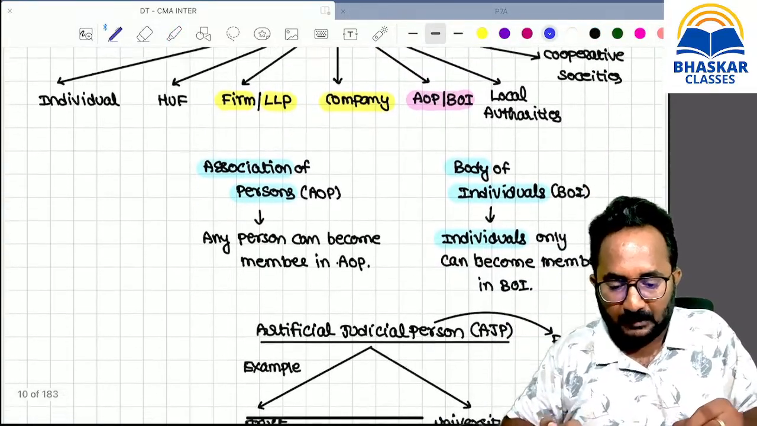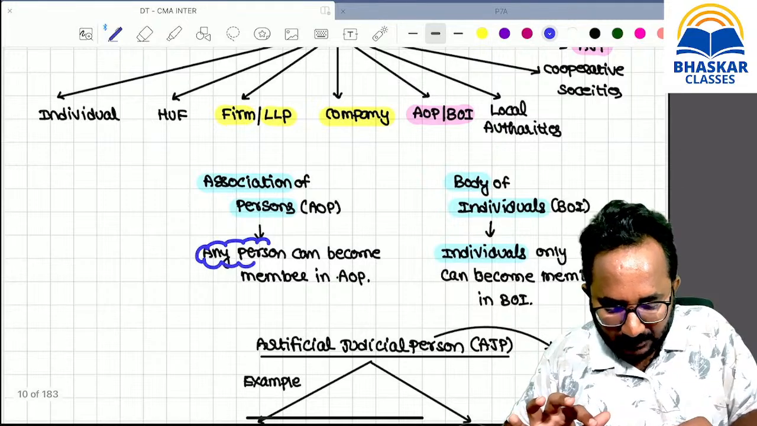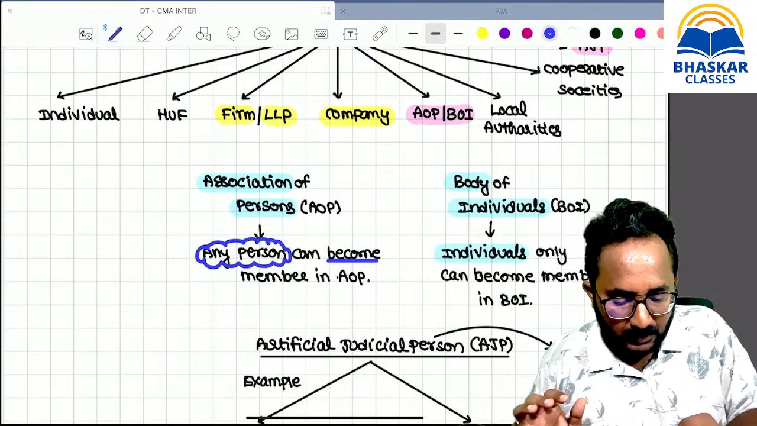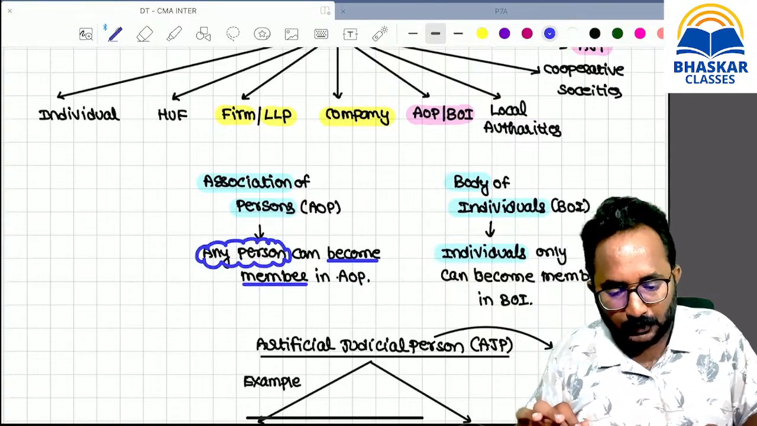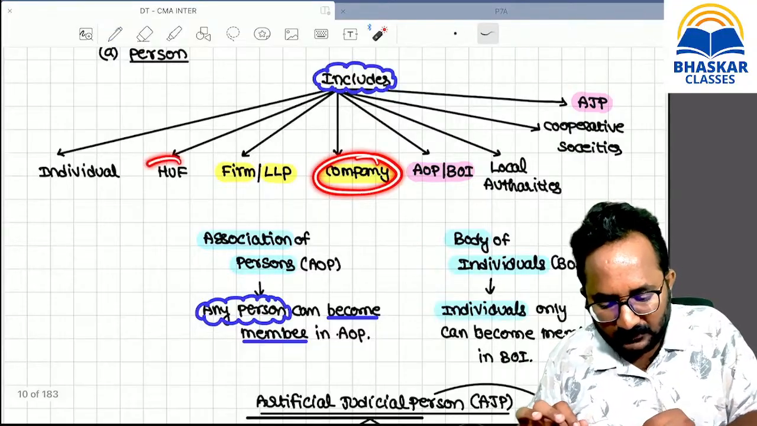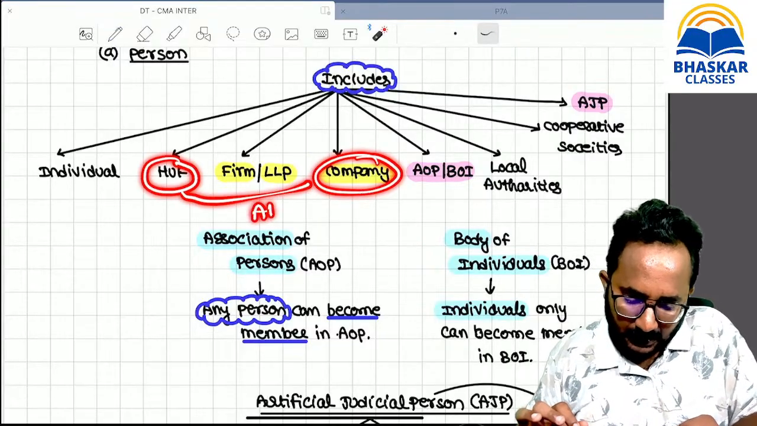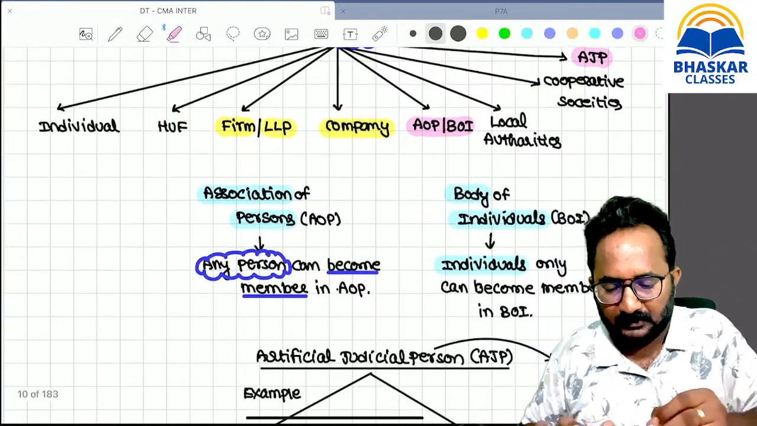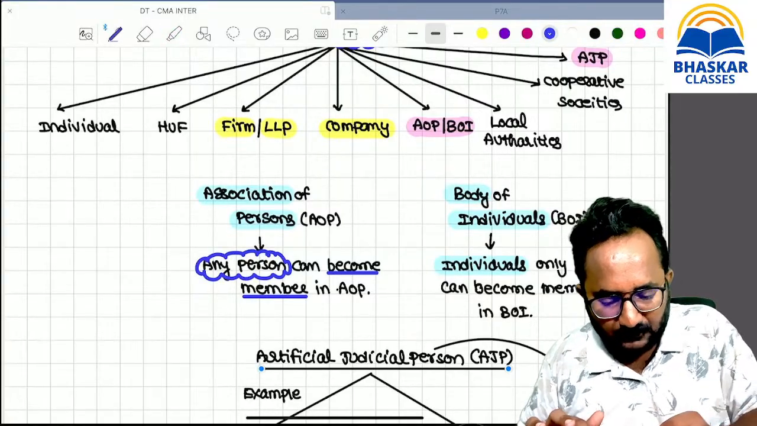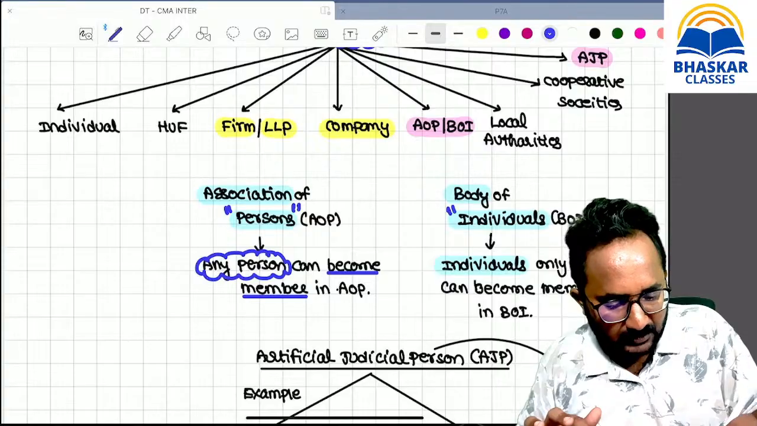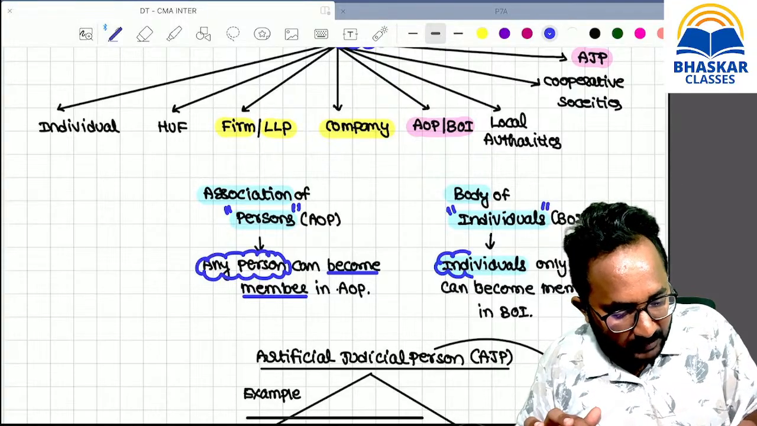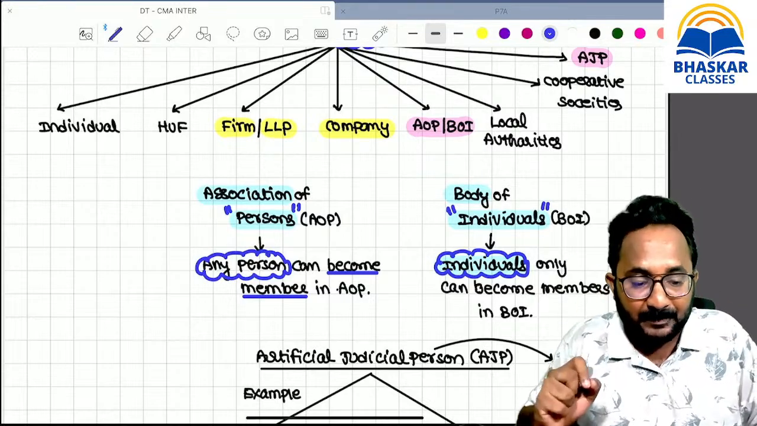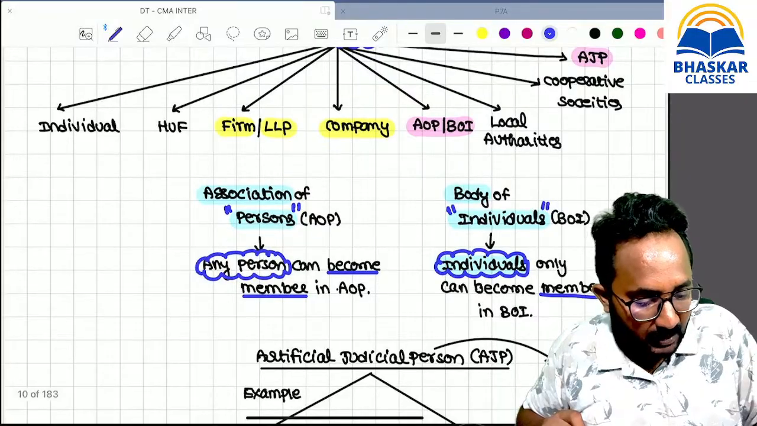AOP is association of persons. Any person can become a member in an AOP. For example, 2 companies and 1 HUF together can start an association of persons and do business. Next, body of individuals: in the name itself we have persons in one and individuals in the other. Only individuals can become members, that means 5 or 6 individuals can become members in a BOI, body of individuals.